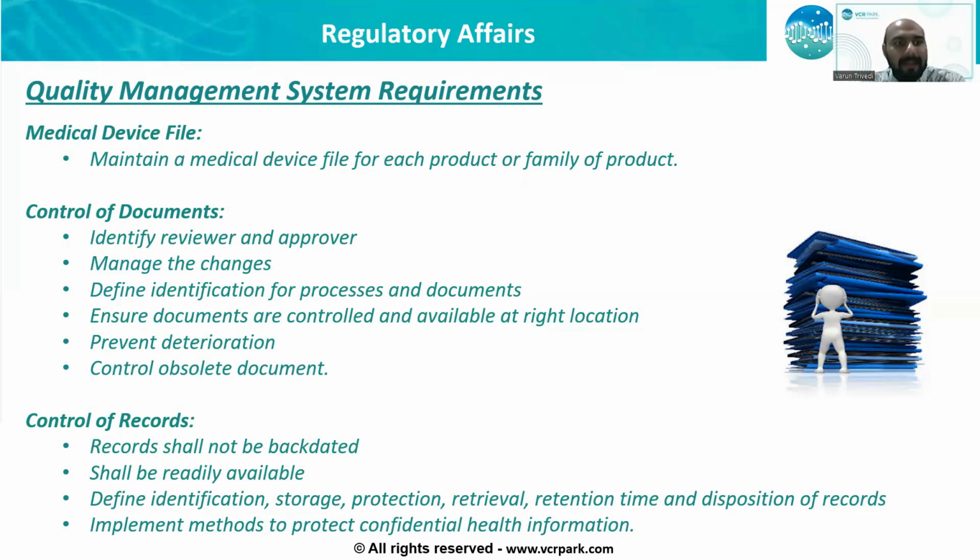Control of documents. In control of documents, what we need to ensure is we have the right process in place. We have the right tool through which we are managing our quality management system. The tool shall be validated. And how we will manage these documents, how will we identify the documents, how will we ensure that the right documents are available to the right people, how will we ensure that when a particular process undergoes a revision change, the previous version, which is the obsolete version, is restricted from people using it.